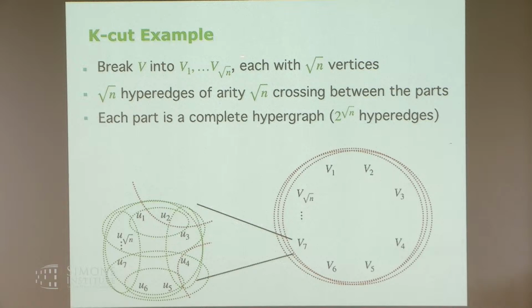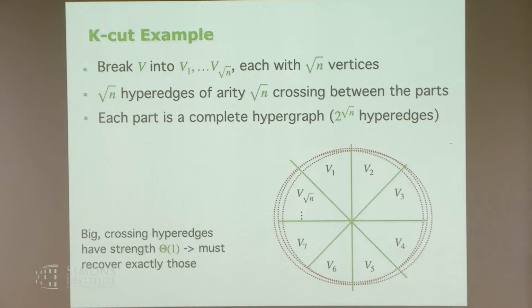And in particular, there's square root n parts. Each one of these is of arity square root n. So what this means is that each one of these hyperedges is just taking a single vertex from each part. Right? So if we look at this v7, one of these red hyperedges is just taking u2. It's only taking a single one of them from each component.